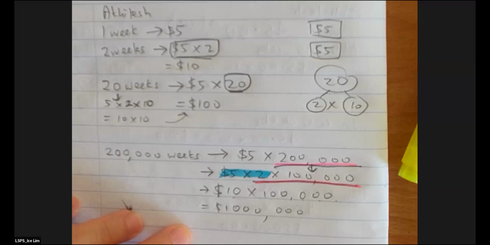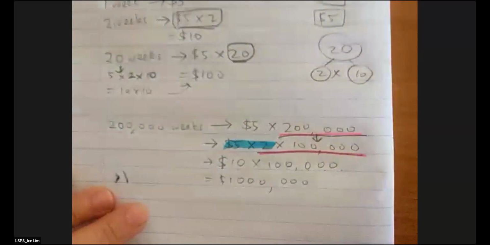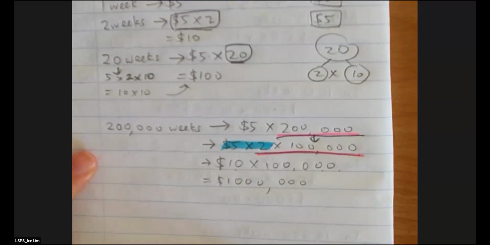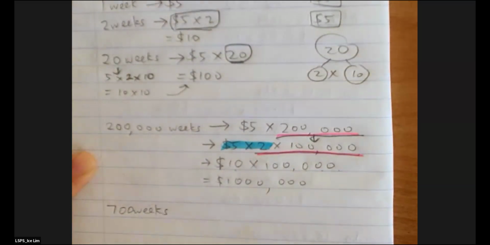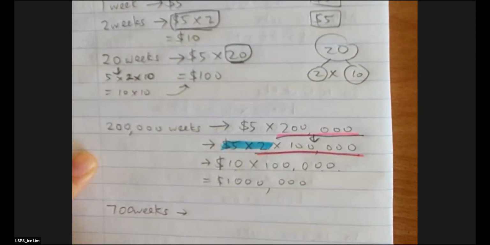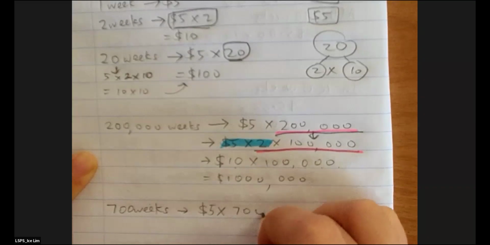Is it easy? So far, okay, right? If I change the number to a number that's not so familiar, 70 weeks or 700 weeks, it makes it a bit harder. 700 weeks. So I have $5, I times $5 times 700 weeks.